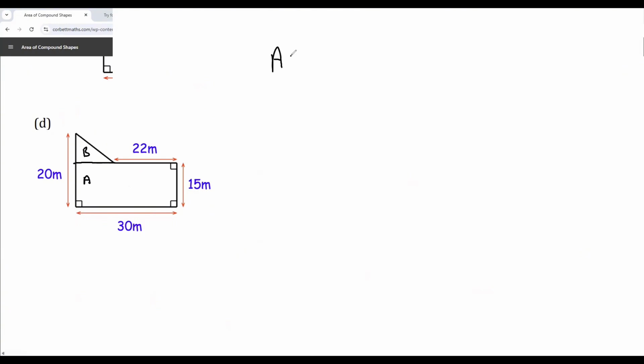So shape A, what do we know? Well, we need to do base times by height, or length times by width. So the base is the 30, times it by the height, which is 15. So let's sling this into the calculator. 30 times by 15 gets us 450 meters squared. Remember, it's in meters this time. Next, let's look at shape B.